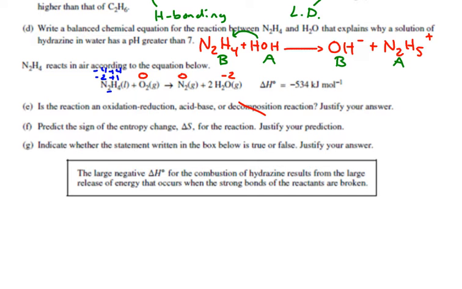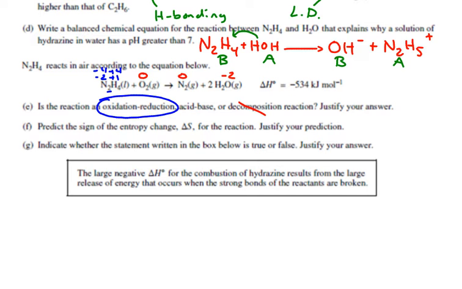I guess a big clue to that is if you have an element that's by itself and then you have an element in a compound, it's going to be gaining or losing charge all the time. So this is definitely oxidation reduction, just FYI. The reaction is an oxidation reduction reaction. The oxidation state of N2 changes from -2 to 0, while the oxygen changes from 0 to -2.